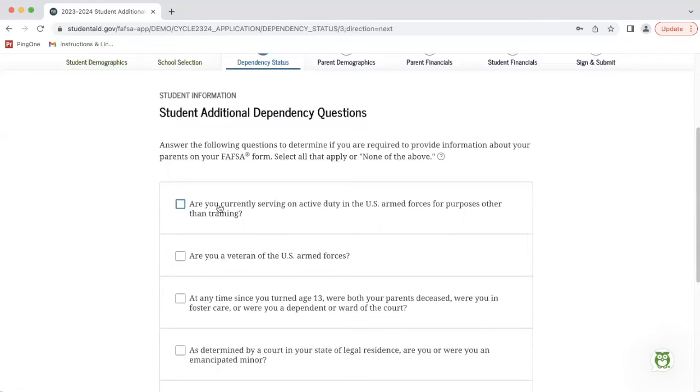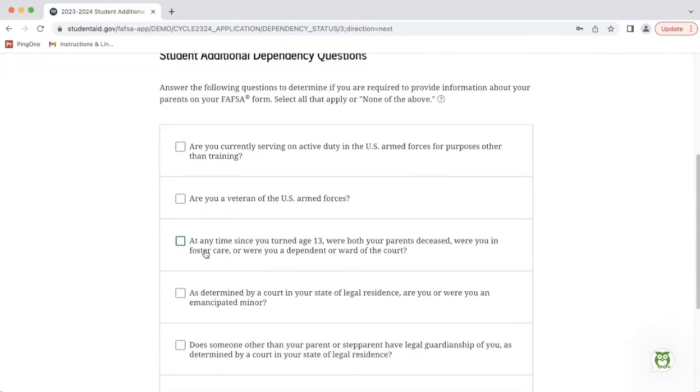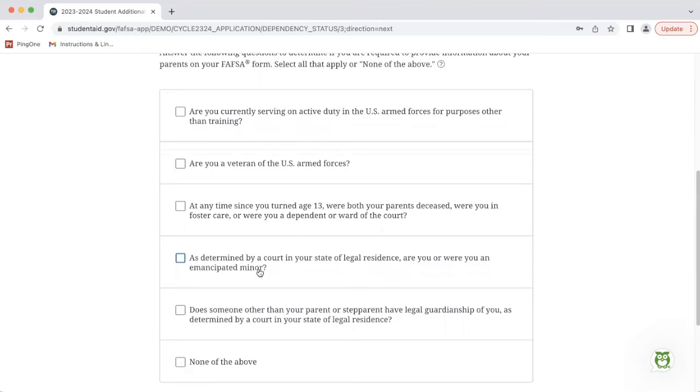For instance, are you currently serving in active duty in the U.S. Armed Forces, or maybe even a veteran? At any time since you turned age 13, were both parents deceased? Were you in foster care or a dependent or ward of the court? As determined by a court in your state of legal residence, are you or were you an emancipated minor? And then finally, does someone other than a parent or a step-parent have legal guardianship of you as determined by a court in your state of legal residence? If you can answer yes to any of these, you would be considered an independent student.